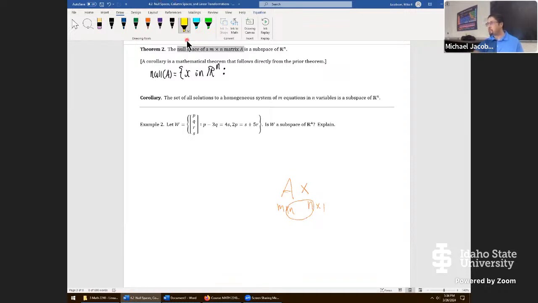This portion here isn't completely required, but it's sometimes a good idea to say specifically which vectors x are in this location, because it'll help us to determine what subspace we're even dealing with. Looks like it's a subspace of Rn.